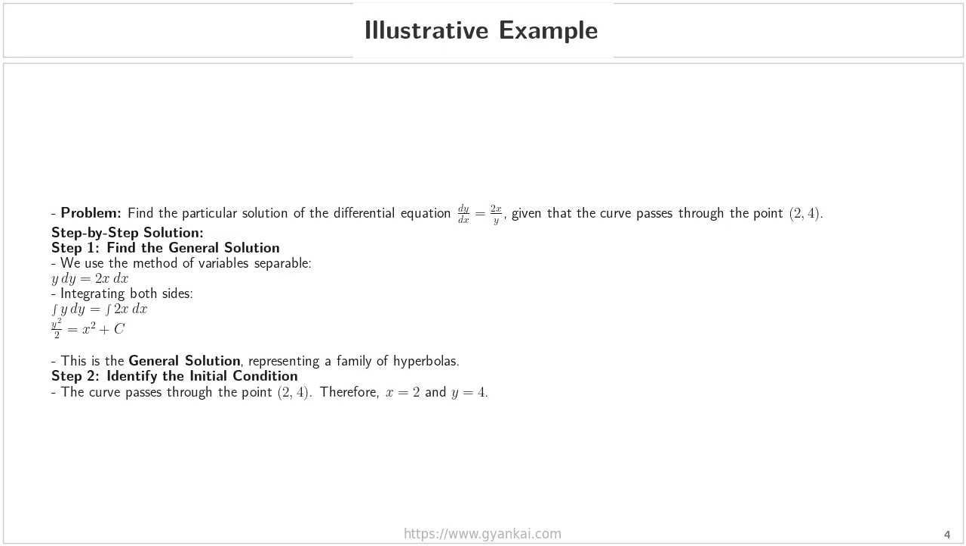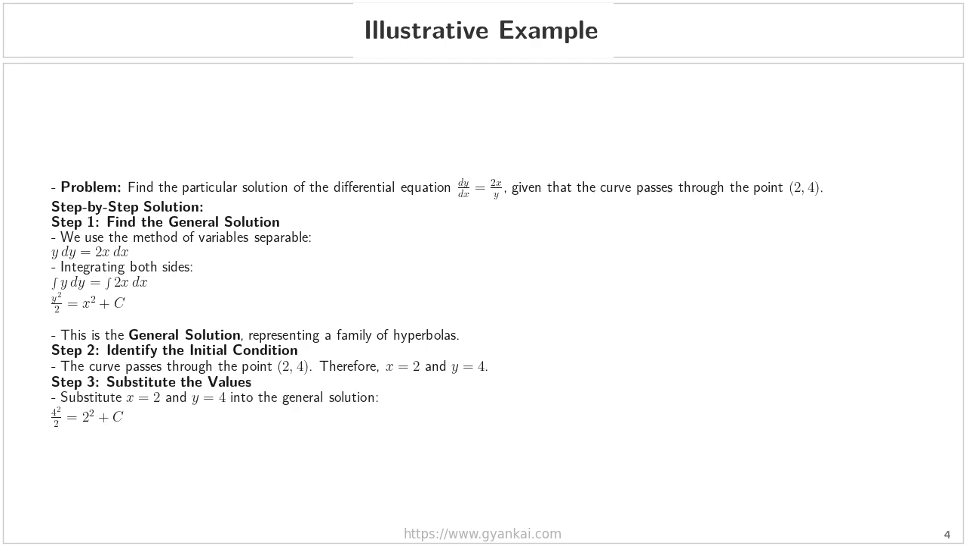Step 2, now we identify our initial condition. From the problem statement, we know the curve passes through the point (2, 4). This means when x is 2, y must be 4. Step 3, this is where we bridge the gap between the general and the particular. We substitute our known values into our general equation. So, we replace y with 4 and x with 2.